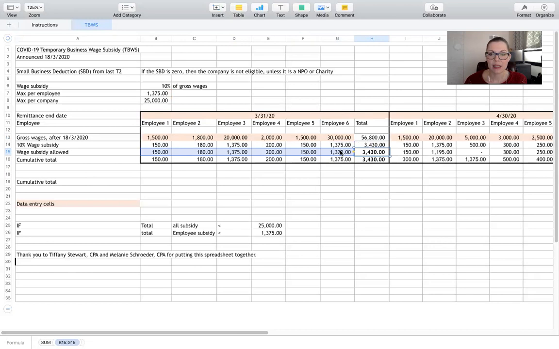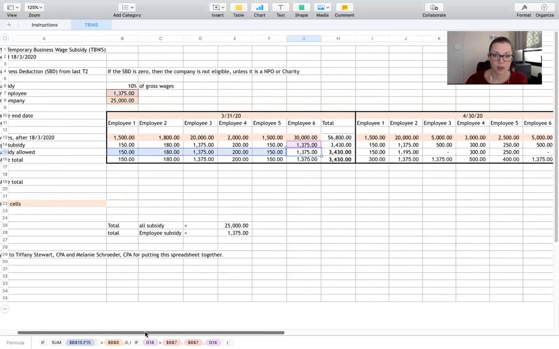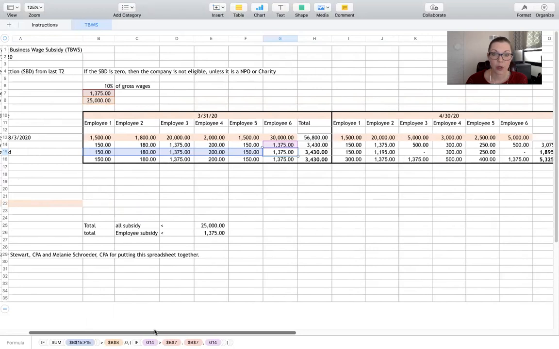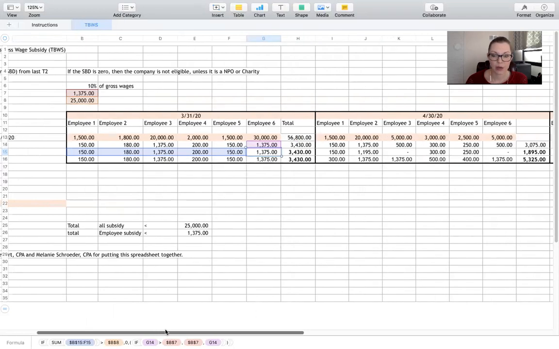It's not 10% of 56,000 because it's being limited here, because we have 2 people who have already maxed out that per employee amount. So if you are planning to do this yourself for your own business, be very careful about that, okay?